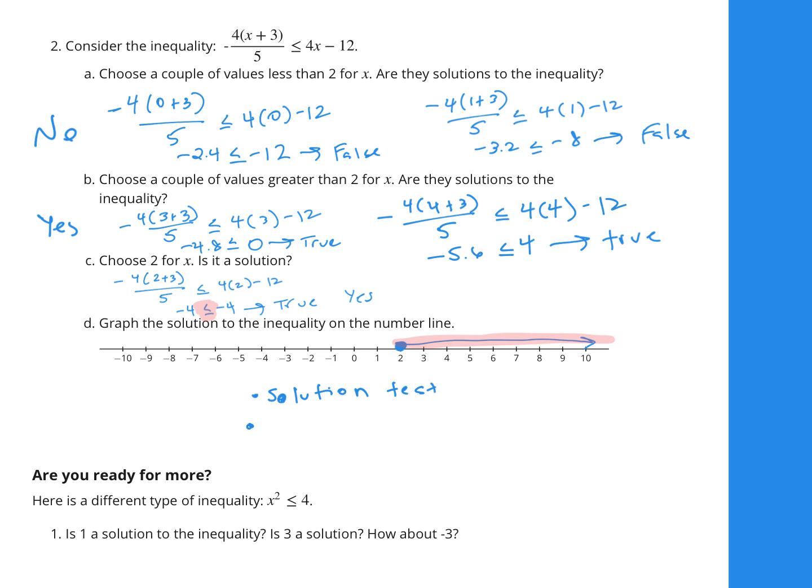Also, another key thing to remember is that we use a closed circle when we want to include the boundary point as part of the solution. So boundary point is part of the solution set. And we also want to use an open circle when the boundary point, you guessed it, is not part of the solution set.